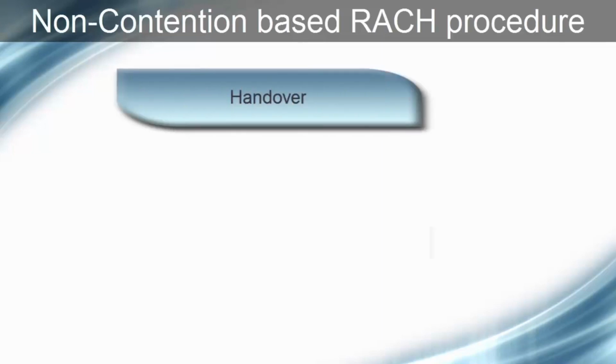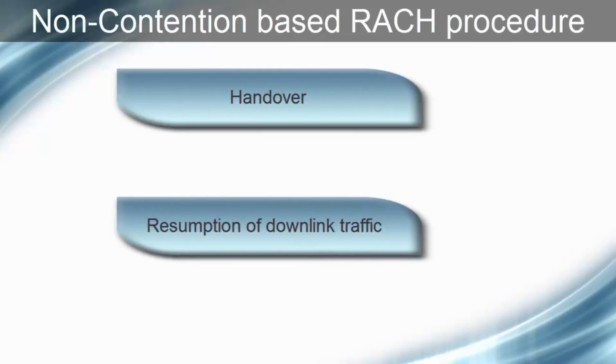Contention-free random access procedure. There are instances when, because of timing restrictions, contentions are not acceptable. Examples of such instances are handover and resumption of downlink traffic. In such cases, dedicated preamble sequences are allocated to the UE by the eNodeB. As sequences are allocated by the eNodeB, there are no collisions and no contentions. Hence, the RACH procedure is much faster.